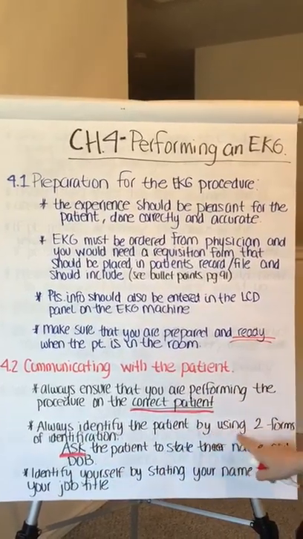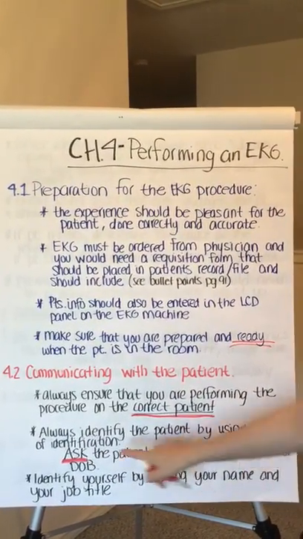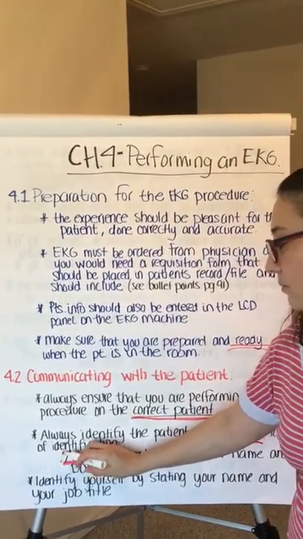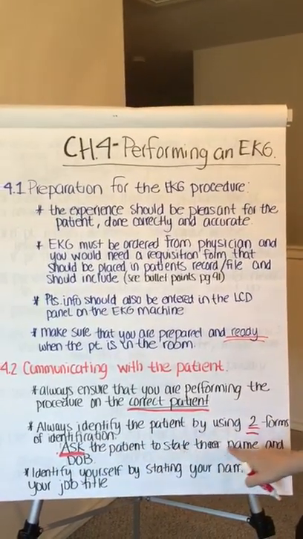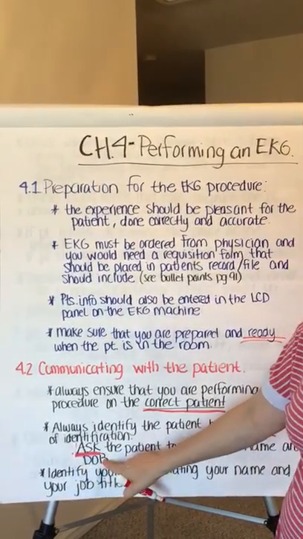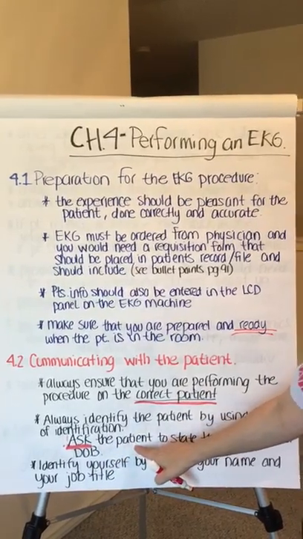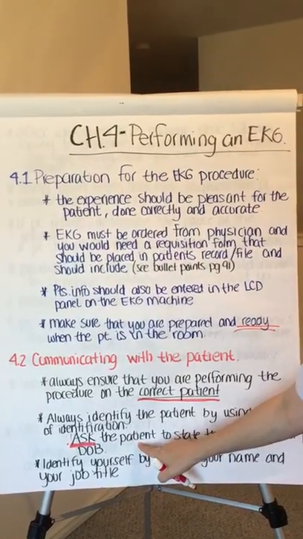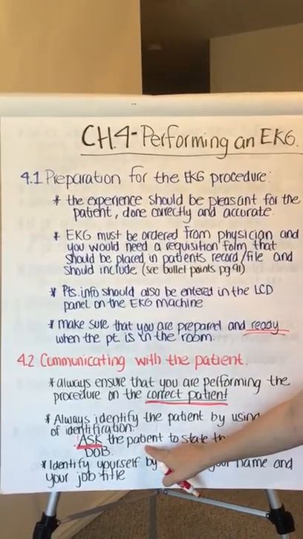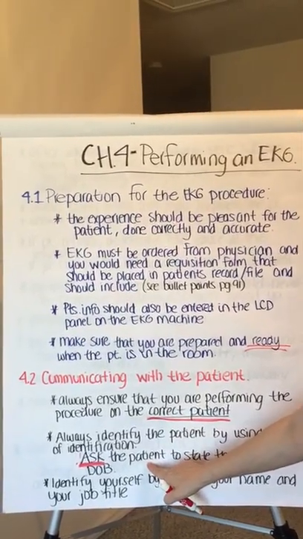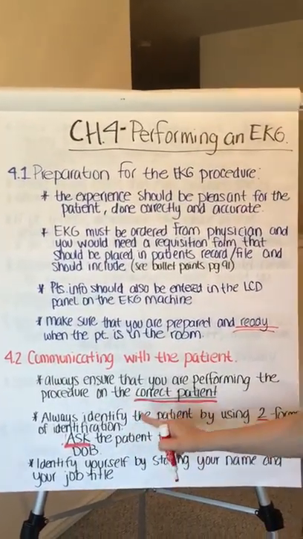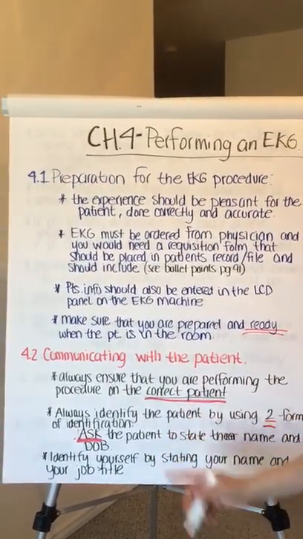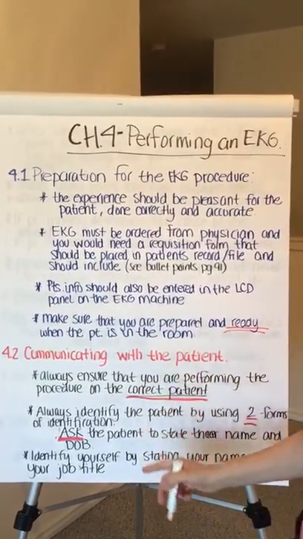Always identify the patient by using two forms of identification. Very important. Ask the patient to state their name and date of birth. You do not go to the patient and say, are you John Smith? Because if the patient doesn't understand, or there's a language barrier, or they're on medication, they're probably going to say yes. So you always ask, hi, can you please state your name and date of birth, please? That way they tell you their name.